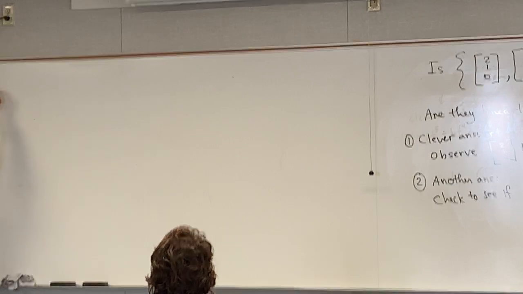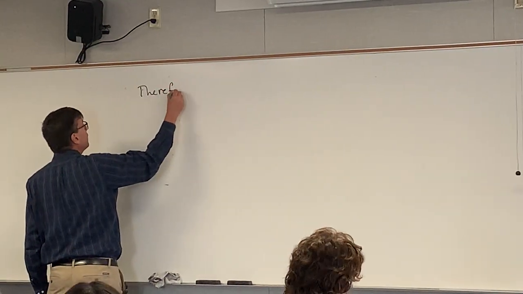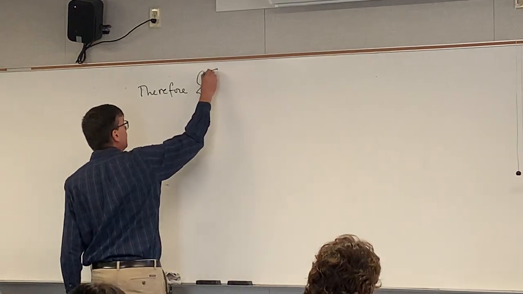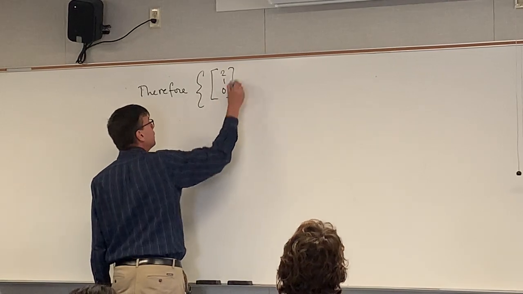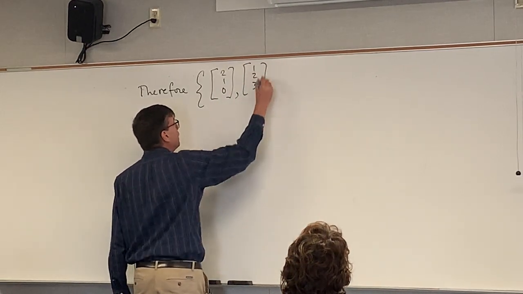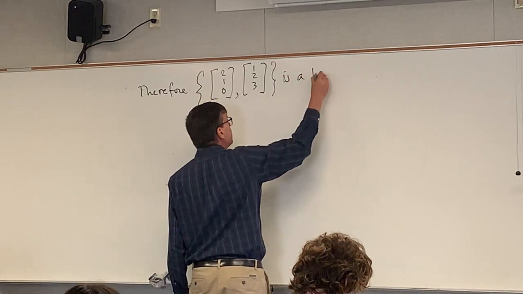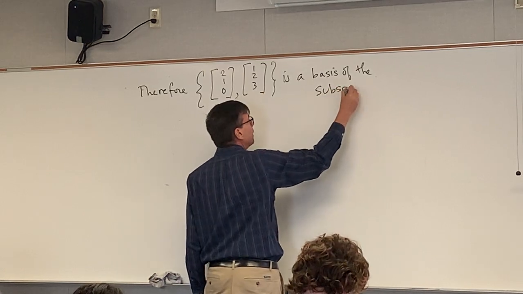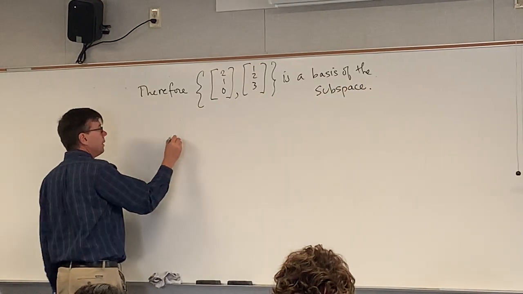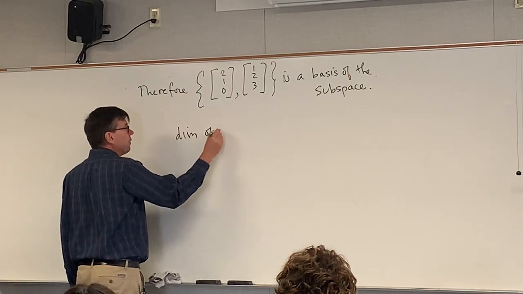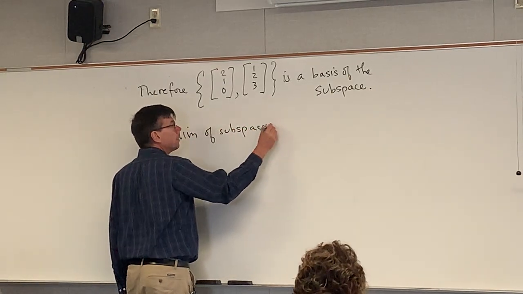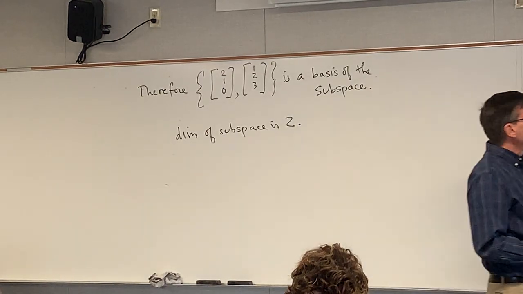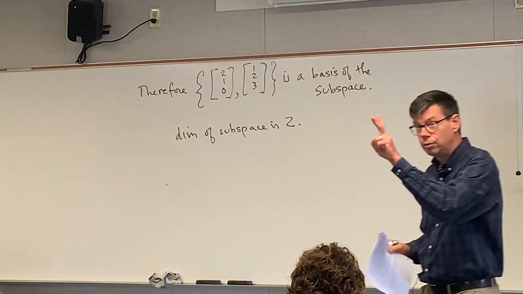So just to finish things up, therefore that set of two vectors, (2, 1, 0) and (1, 2, 3), is a basis of the subspace, and the dimension of the subspace is 2. So the dimension of the span of these three vectors is 2, a two-dimensional subspace.